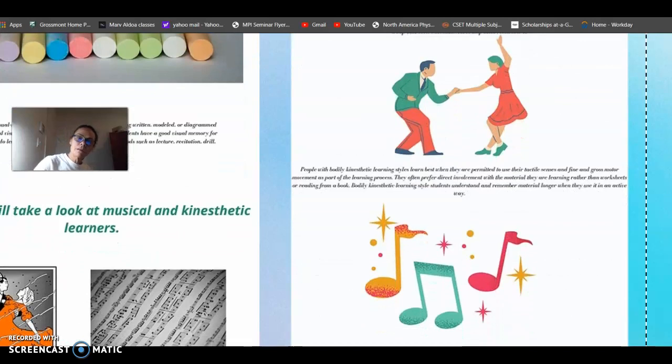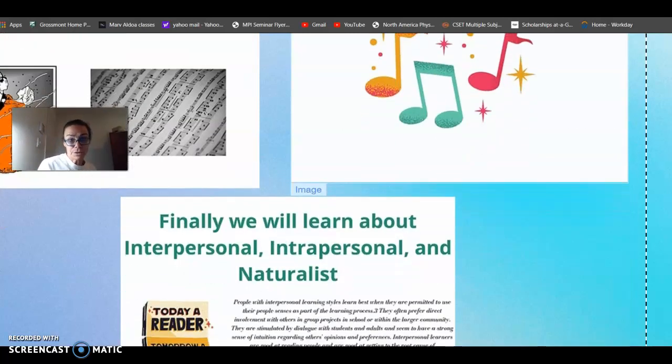Now, kinesthetic learners, they're more of a movement type of learner. They prefer direct involvement with the material, and they don't really like worksheets or reading from books. They like to be up and moving around so that they can touch and feel the information that they're having to learn.